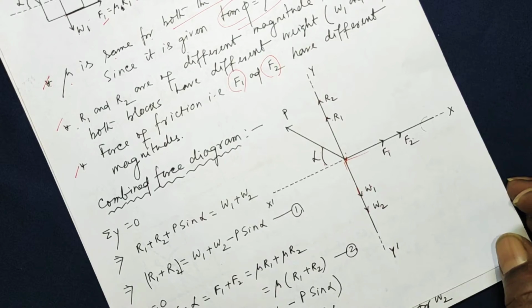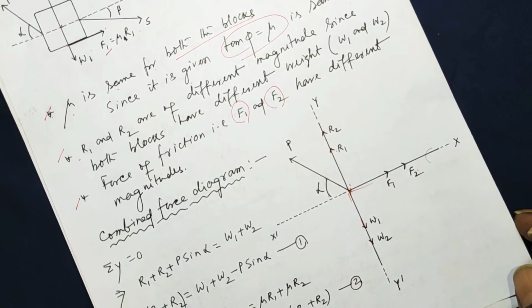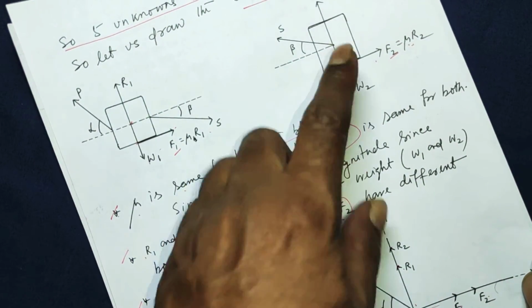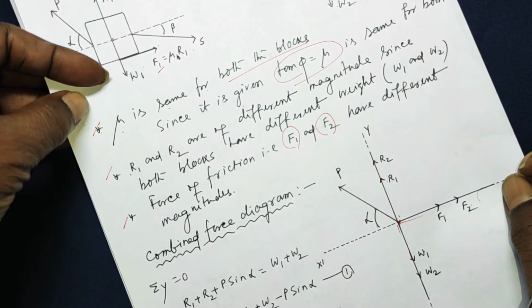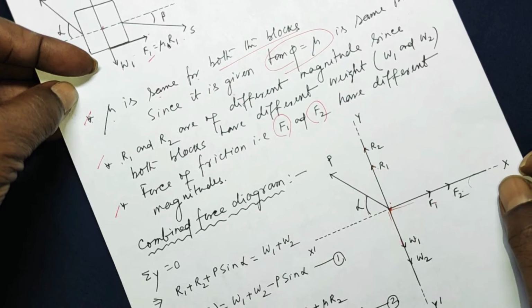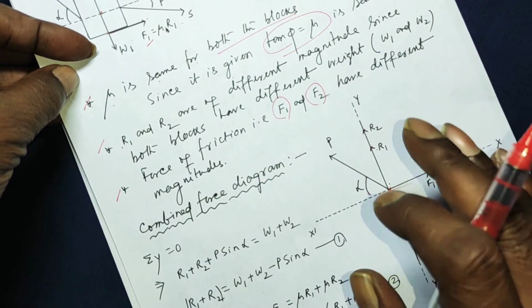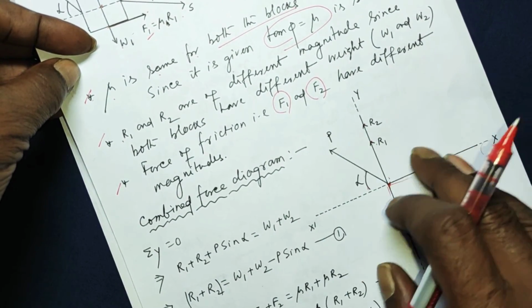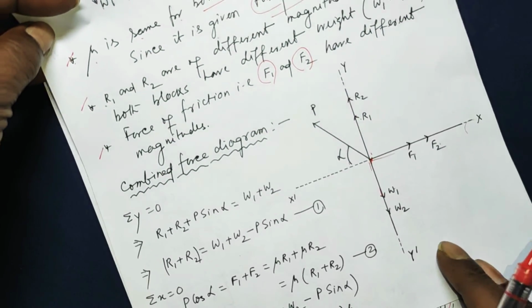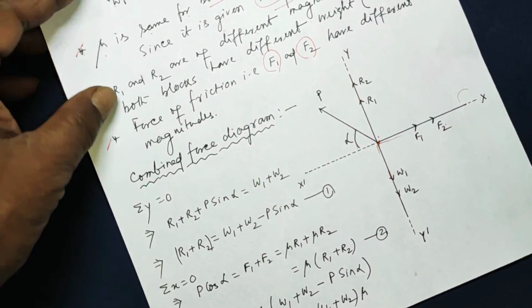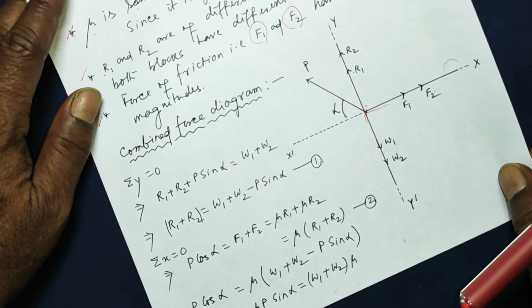Once we have drawn the combined force diagram for both the blocks, since we have 5 different variables and 4 different equations, I have done it that way. I have combined the force diagram for block 1 and block 2. Now it becomes very simple, hardly 2-3 minutes to finish.